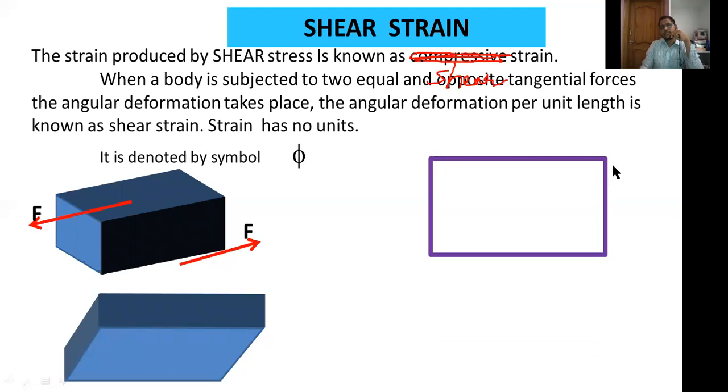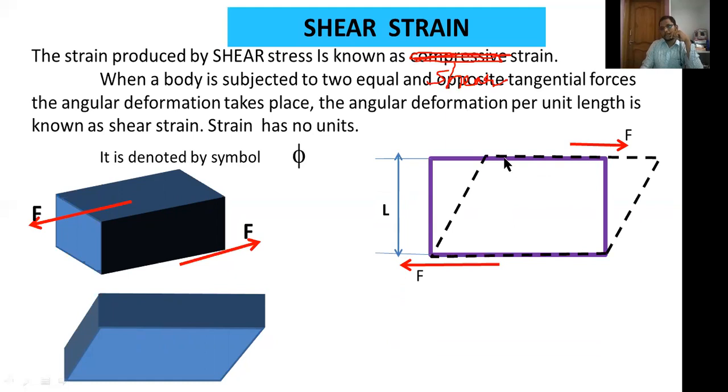So this is the original shape of the component before loading. Okay, this is the height of the bar. When you are applying tangential forces on this component, then the shape goes like this. Okay, this is the deformed shape after loading. Here this is the initial position, this is the final position of the component. So the angle between initial position and final position, this angle phi, is called angular deformation. This angular deformation is called shear strain.